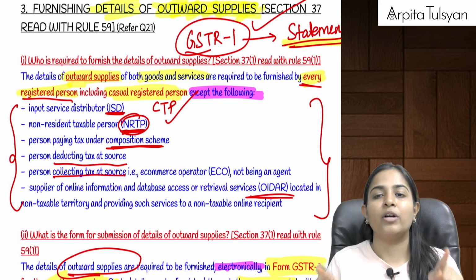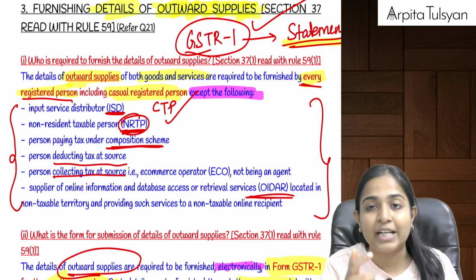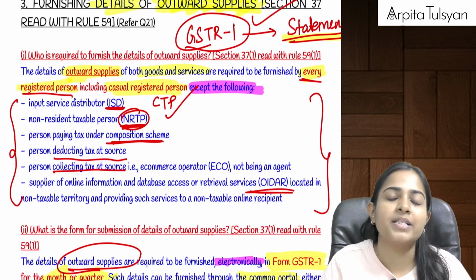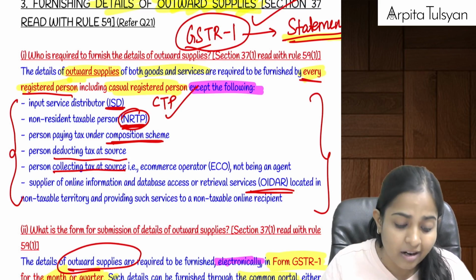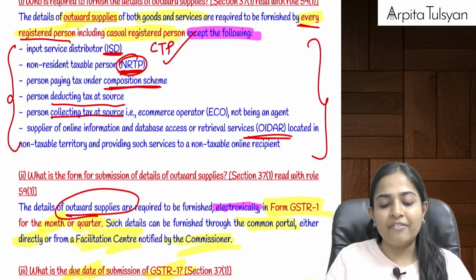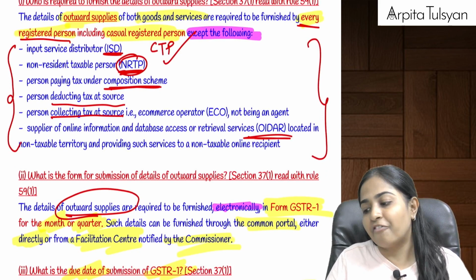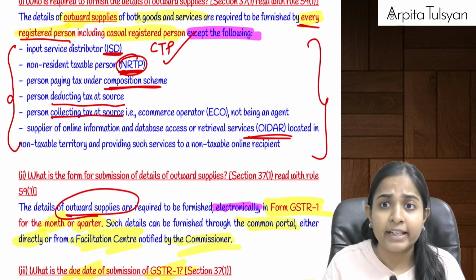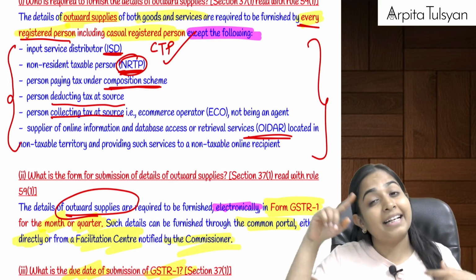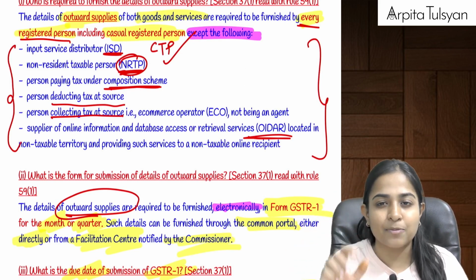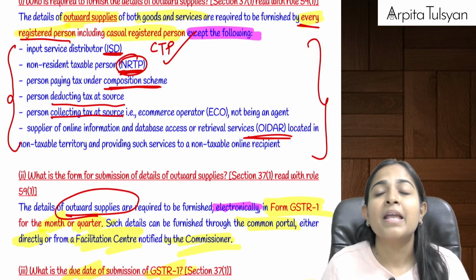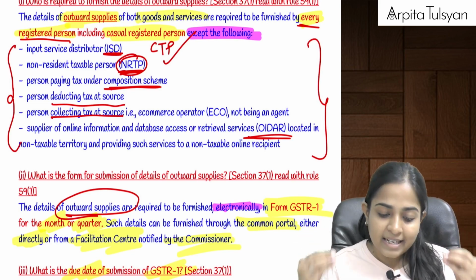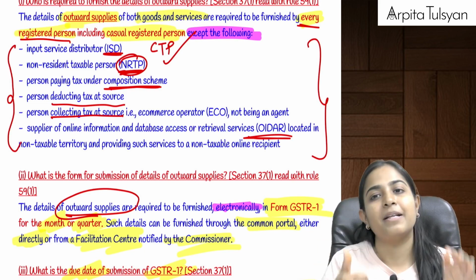It is a statement which contains the details of all the outward supplies, and that is going to be submitted in form number GSTR1. Now, this GSTR1 will be applicable to whom? GSTR1 will be applicable to all the registered persons, including the casual taxable person. Remember, that's a small registration period. So it will be applicable to all the registered taxable persons plus the casual taxable person except 6 people.